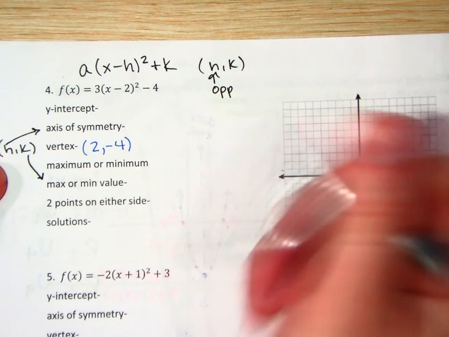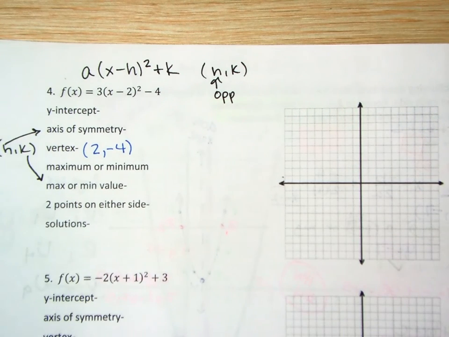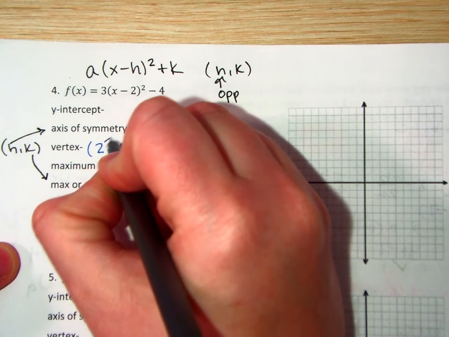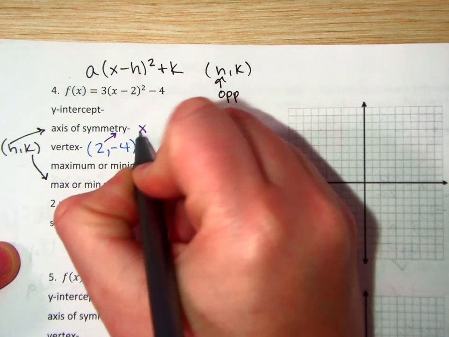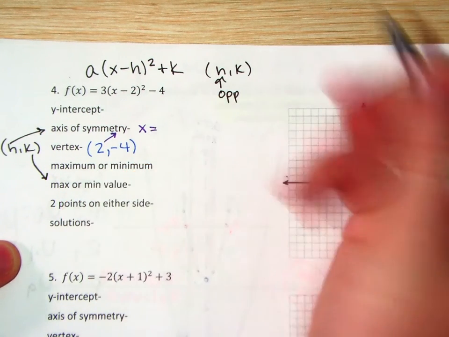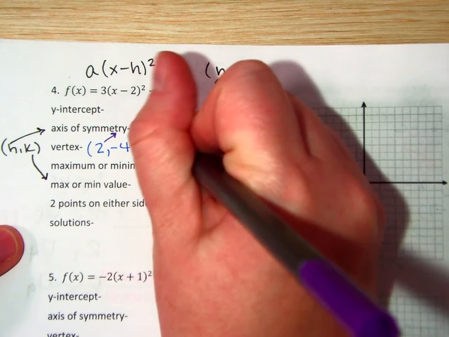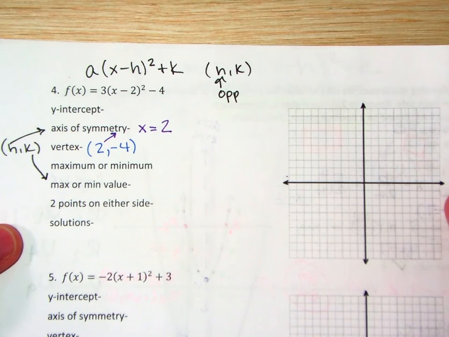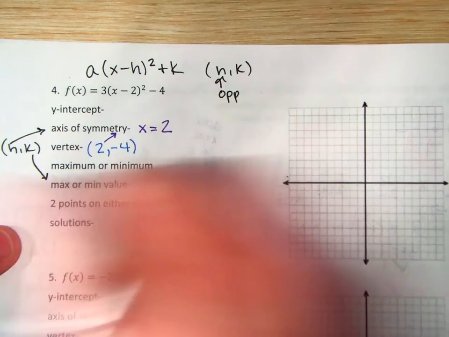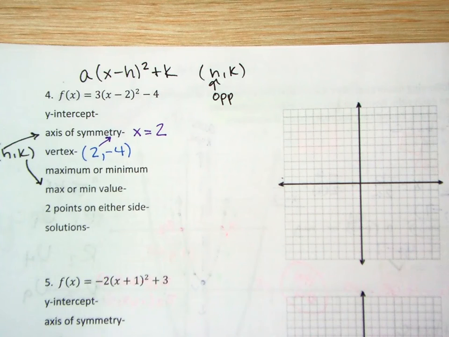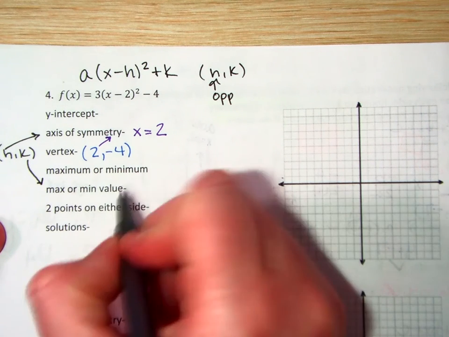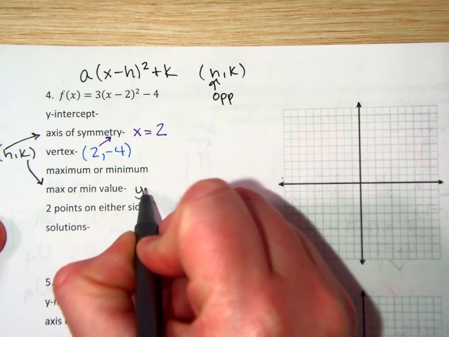That vertex x value is my axis of symmetry. So my vertex is on my axis of symmetry. My equation is x equals 2. So on my graph over here, I will graph x equals positive 2. Your min or max value is your y value, so y equals -4.